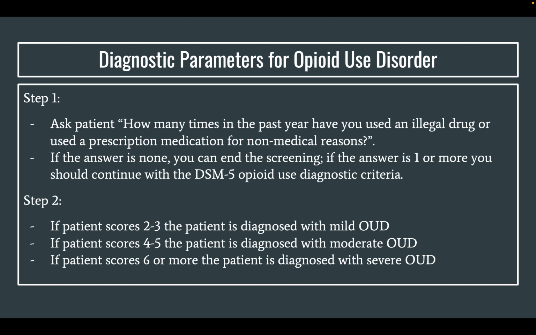So step 2 is based on questions, the DSM-5 opioid use diagnostic criteria screening tool. If the patient scores 2 to 3 positive on the questions, the patient is diagnosed with mild opioid use disorder. If the patient scores 4 to 5, the patient is diagnosed with moderate opioid use disorder. If the patient scores 6 or more, the patient is diagnosed with severe opioid use disorder.